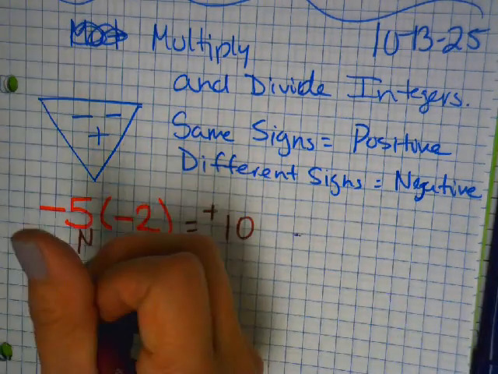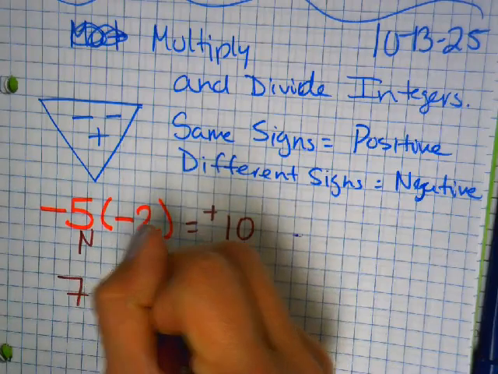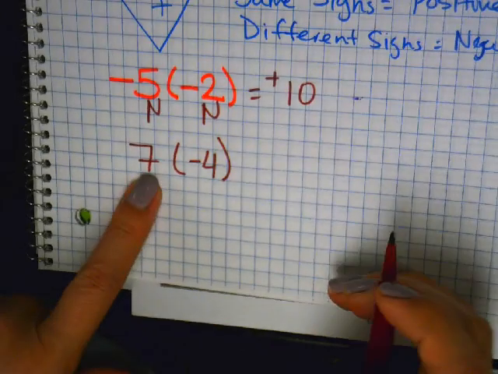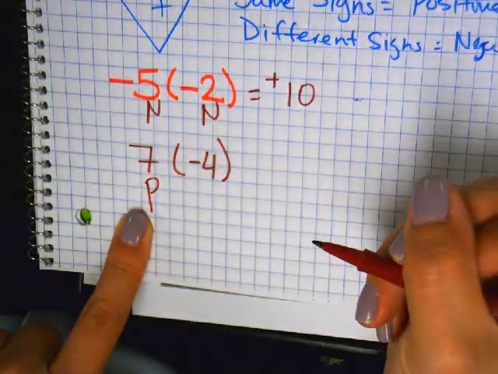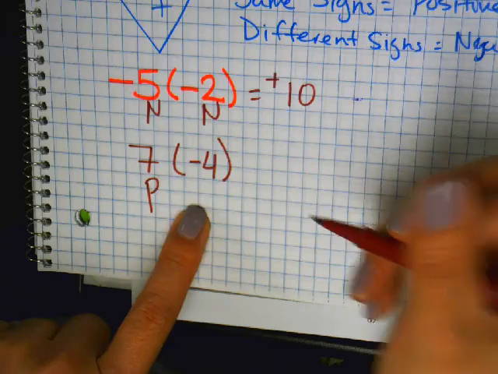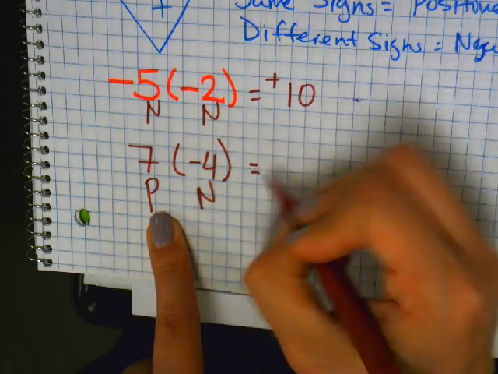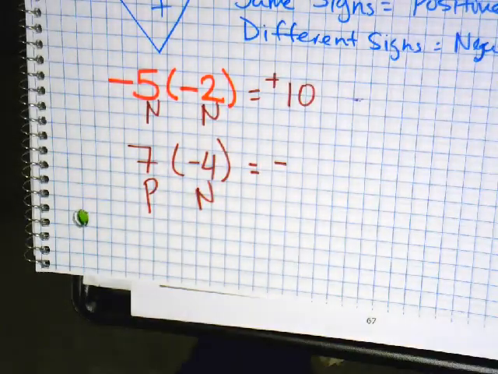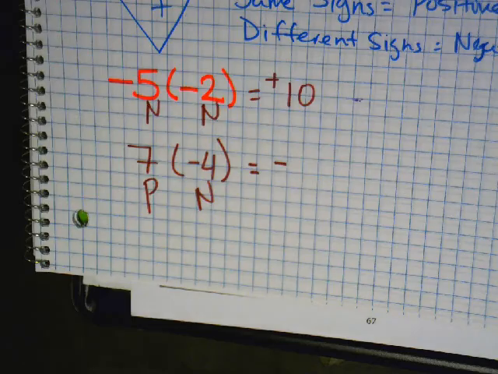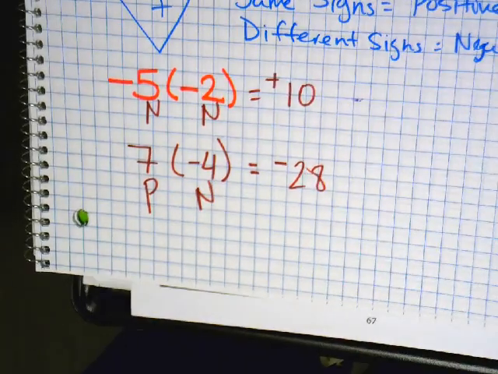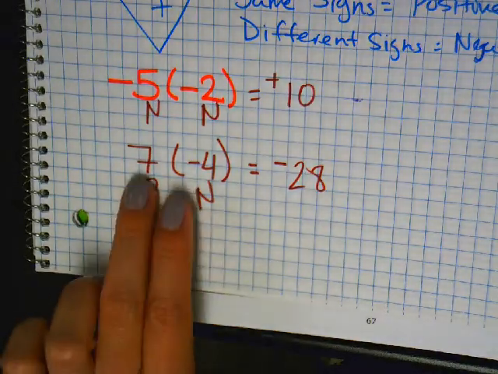All right, what if I give you 7 times -4? So the first number is a positive. What about the second number? Negative. So are these the same or are they different? Different. So it's going to be negative, because the letters are different. And then what's 7 times 4? 28. We're going to multiply. It's multiplication. Remember the parentheses next to the numbers mean multiply.